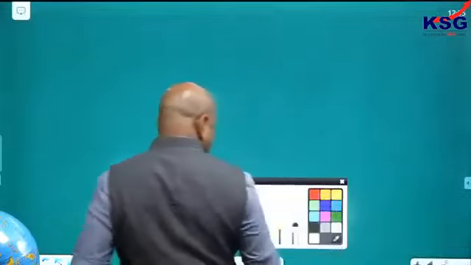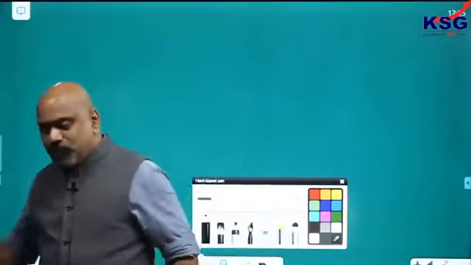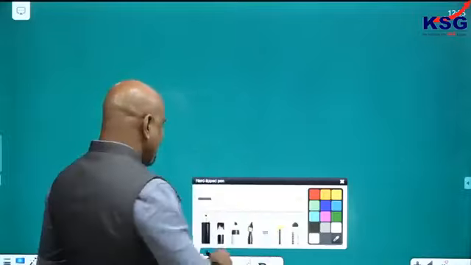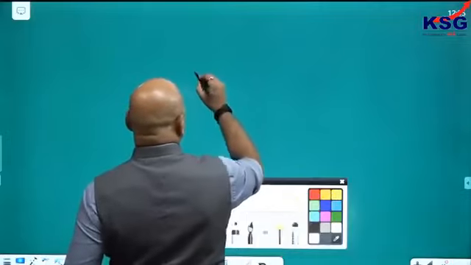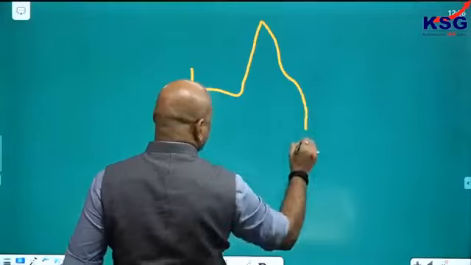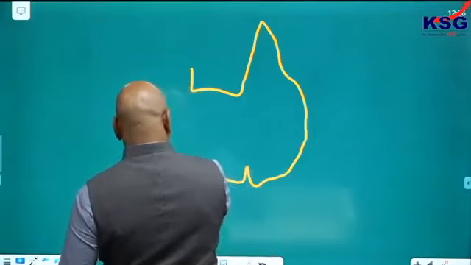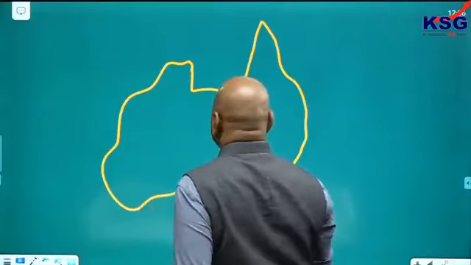Just tell me one thing. You refer to your atlas, right? I will draw a map. I just want all of you to identify which continent that is. Okay? You just need to identify it. Fine? Let me draw this. You have to identify the continent here. Which is this continent?